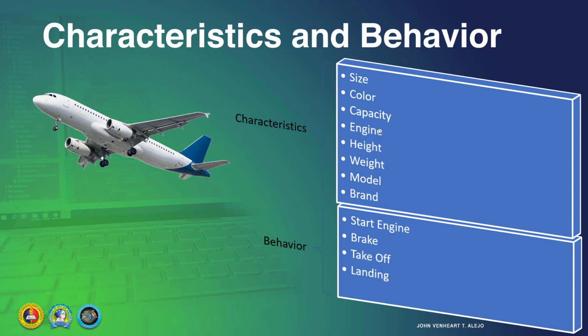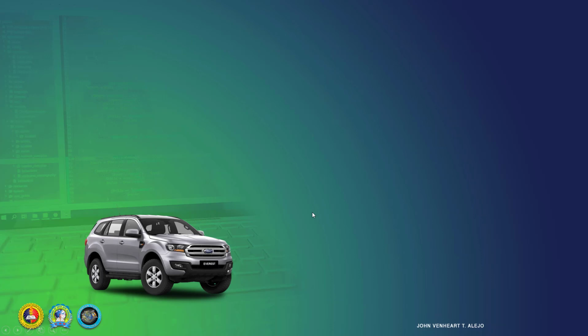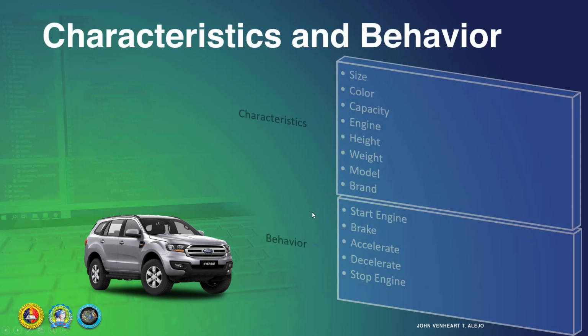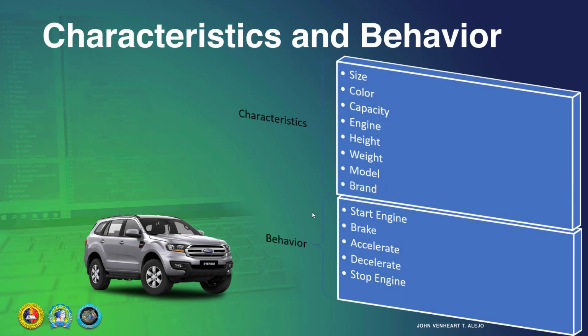Okay, we go to another object like this one. Characteristics of the car: you can have the size, good. We have the color, which is gray. Capacity, maybe 6 seaters or 7 seaters. Engine, height, weight, the model. The model is Everest, and the brand is Ford. Those are the characteristics that describe that model.